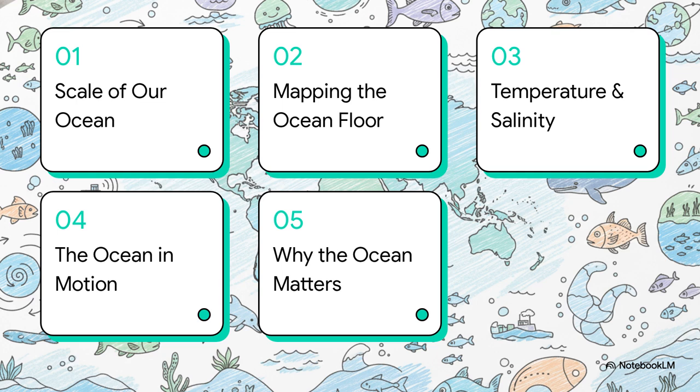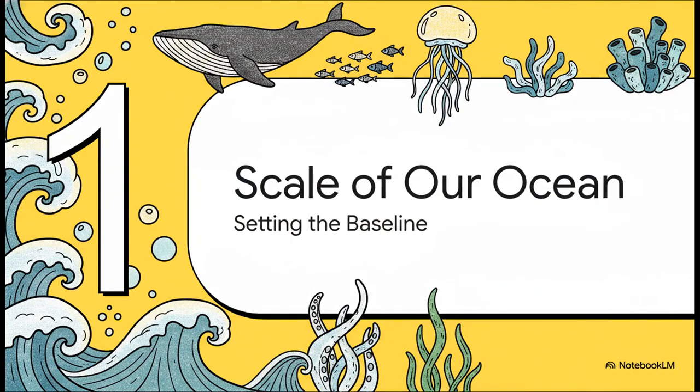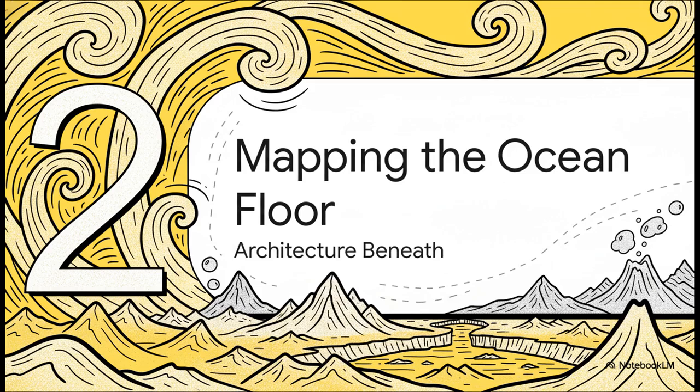First, the scale of our ocean. Second, mapping the ocean floor. Third, temperature and salinity. Fourth, the ocean in motion. And finally, why the ocean matters. All right, kicking things off with part 1, the scale of our ocean, and setting the baseline. Moving right along to part 2, mapping the ocean floor, the architecture beneath.